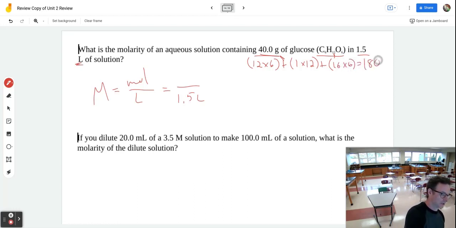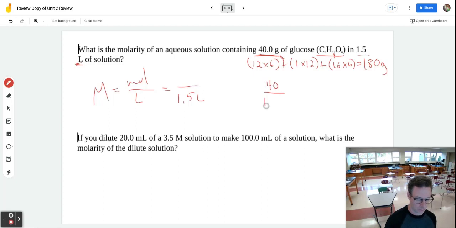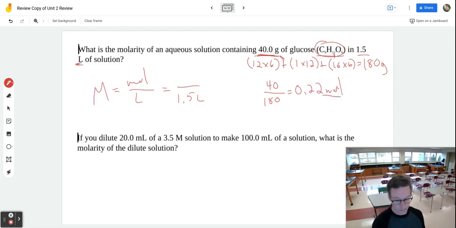That equals 180 grams. So to find the moles, you take the mass that they gave you, divided by the molar mass, and I get 0.22 moles of glucose. So 40 grams of glucose is 0.22 moles. Now I've got moles. That goes on the top.